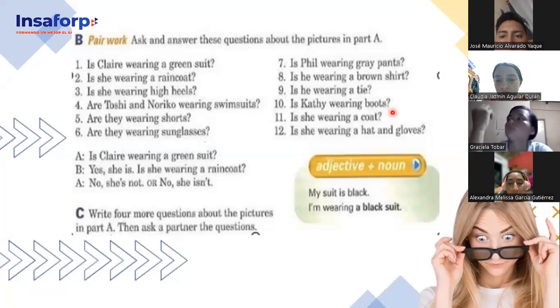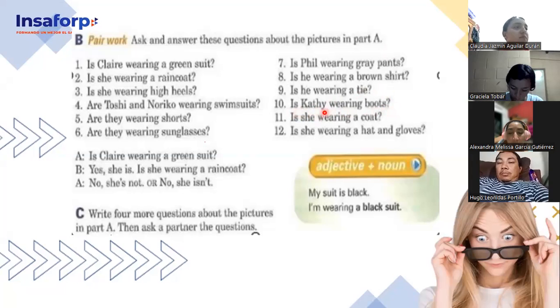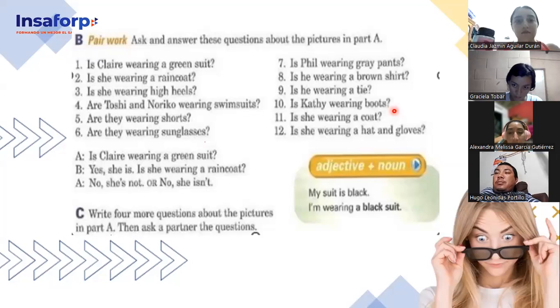Okay, now I'm going to repeat the question and you are going to answer. Is Katie wearing boots? She's wearing boots. Okay, thank you.